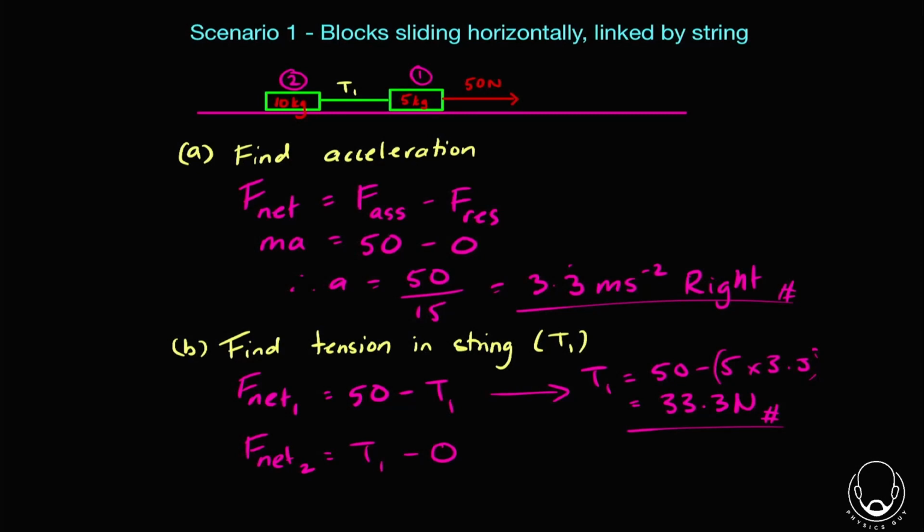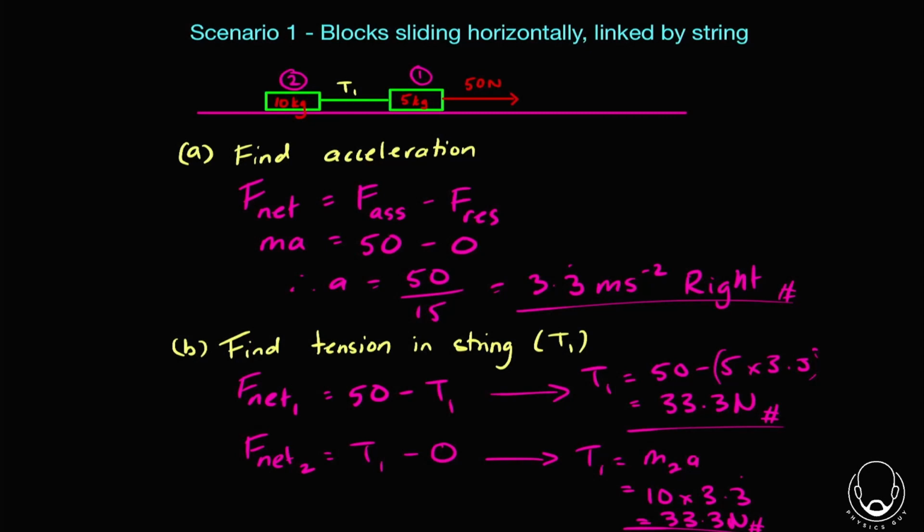But sometimes you want to make sure that you are correct and confirm our answer. So here we can say, well, T1 is going to be M2A. Now, this should also be 33.3. We've got a 10 kilo mass and an acceleration of 3.3. So that gives us 33.3 newtons. Okay, so 33.3 newtons is going to be our tension in that string.